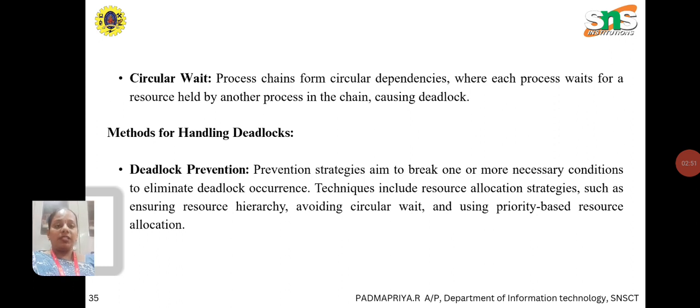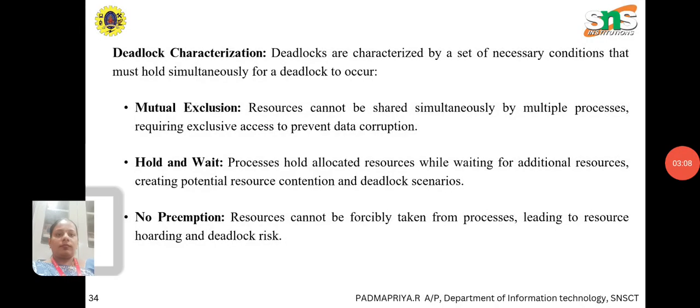Deadlock prevention: prevention strategies aim to break one or more necessary conditions to eliminate deadlock occurrence. Techniques include resource allocation strategies such as ensuring resource hierarchy, avoiding circular wait, and using priority-based resource allocation.